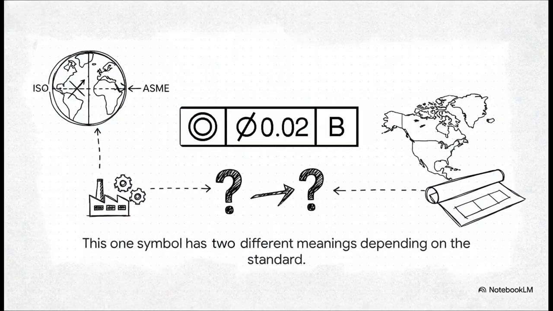And this right here is a perfect and frankly painful illustration of the problem. What you're looking at is the feature control frame for concentricity. Under the ISO standard, this symbol controls the central axis of the feature. Simple enough, right? But under the ASME standard, it controls the median points of opposing sides of the feature. It's a subtle difference on paper, but it's a profound difference in reality. The same exact symbol means two completely different things. You can just imagine the errors that can cause when a part designed in the US gets made in Europe or Asia.